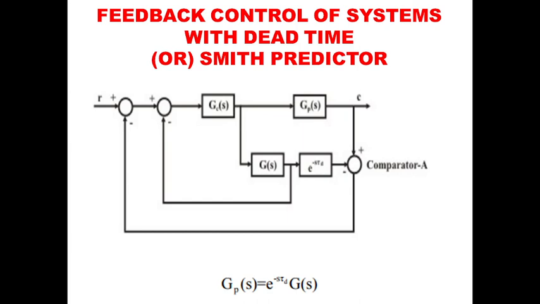In this method, the effect of the transportation lag on the control system is reduced. The open loop response to a change in the set point is given by Gp(s) equal to e to the power minus s tau d into G(s). G(s) is the overall transfer function, Gp(s) is the process transfer function, and tau d is the dead time or transportation lag.